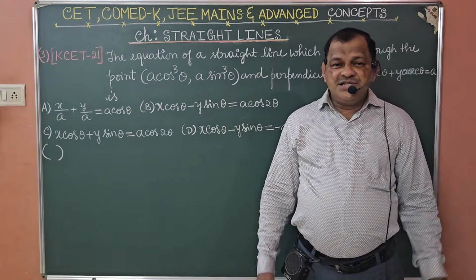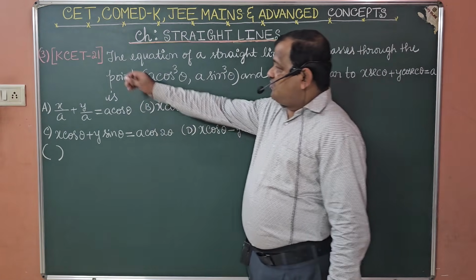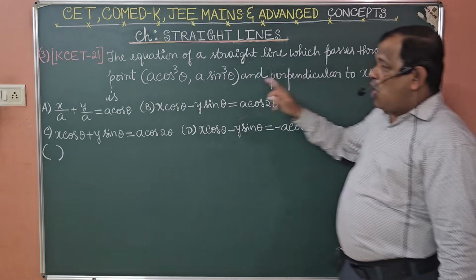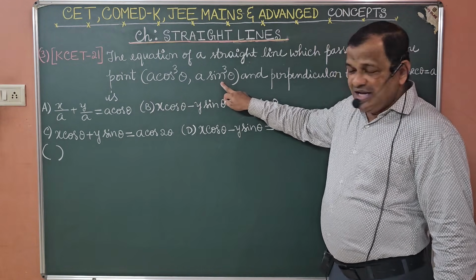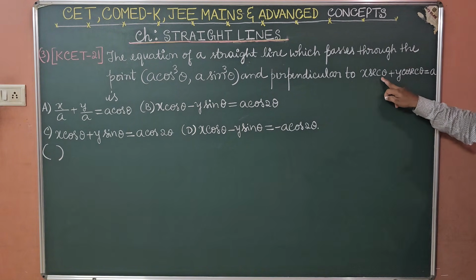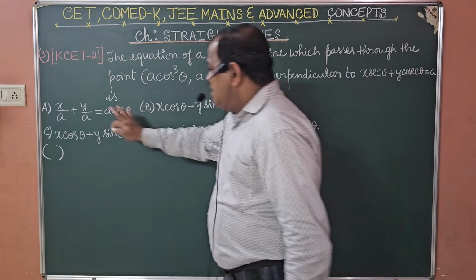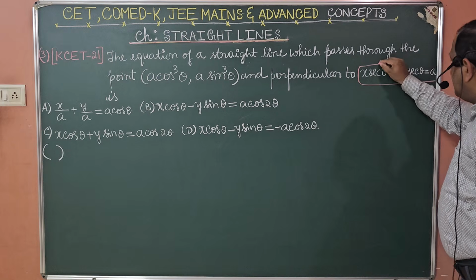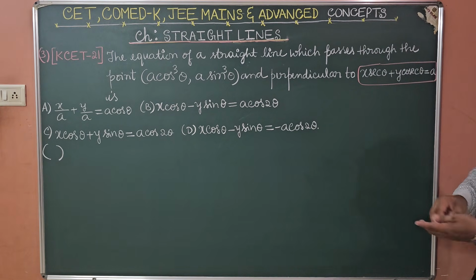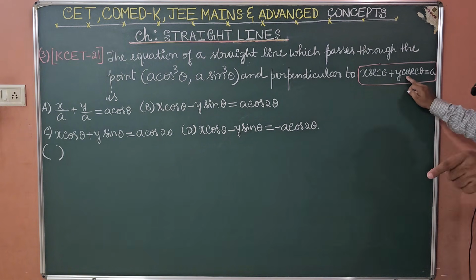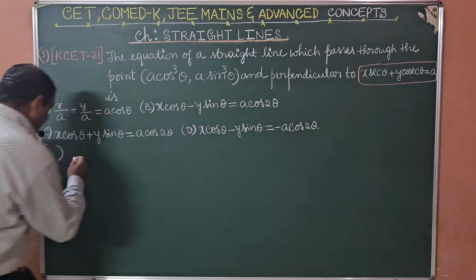Kindly go through this. Dear students, here is the third question from KCET 2021. The equation of a line which passes through the point (a cos cube theta, a sin cube theta), and the same concept, perpendicular to x secant theta plus y cosecant theta is equal to a. These are the four options. See here, our required line is perpendicular to this line. So what is the required line? Therefore, the required line is x into the coefficient of y, cosecant theta. I will start like this.